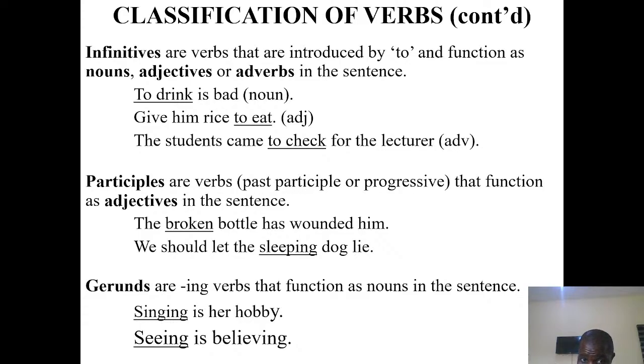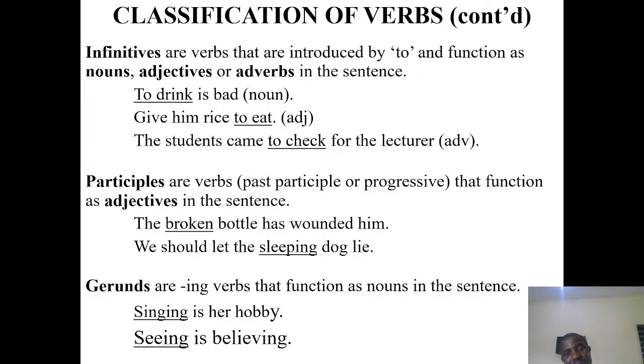non-finite verb. Another one is "We should let the sleeping dog lie." I am sleeping. Sleeping is a verb, the ing form of a verb, the progressive form of a verb. But in this context, sleeping is modifying dog. As such, it is functioning as an adjective.